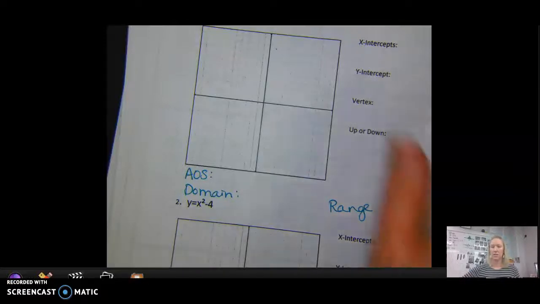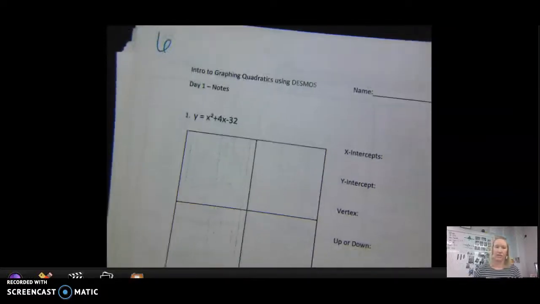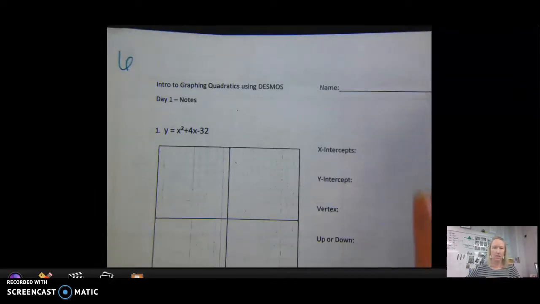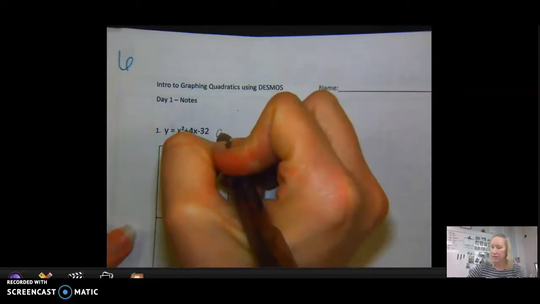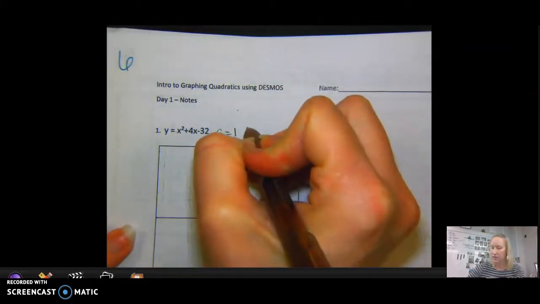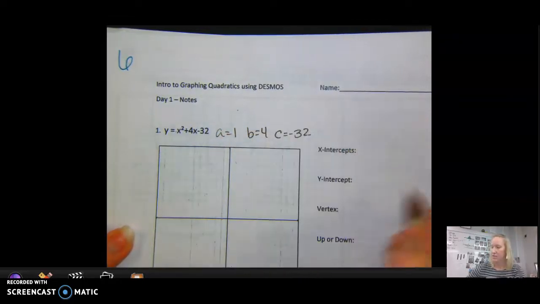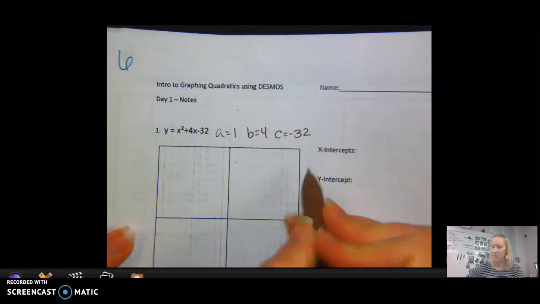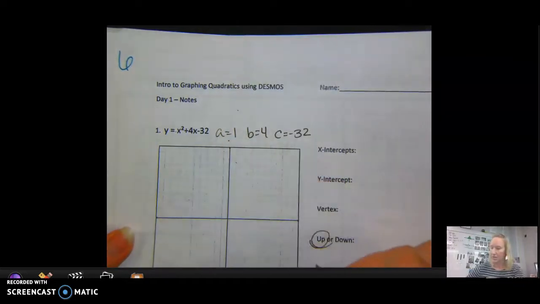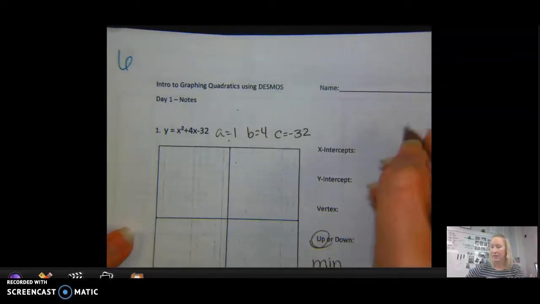Hey guys, okay, so today I need you to go to page 6 in your note packet. I'm going to do the first example with you. So A equals 1, because it's the number in front of that, B equals 4, and C equals negative 32. First thing, we know that this is going to go up because my A value is positive. That means it's also a minimum, okay? If my A value is negative, it would be going down.